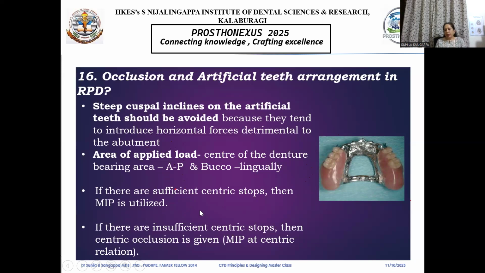If there are sufficient centric stops, then maximum intercuspation is utilized. And in certain cases of class 3, many times you can start hand articulating it. You don't even need to mount it. But in case there are insufficient centric contacts, suppose you have all the teeth posterior to the canine missing, in such cases we'll have to record the centric relation and then consider the centric occlusion accordingly. So we will be having the MIP at centric relation.